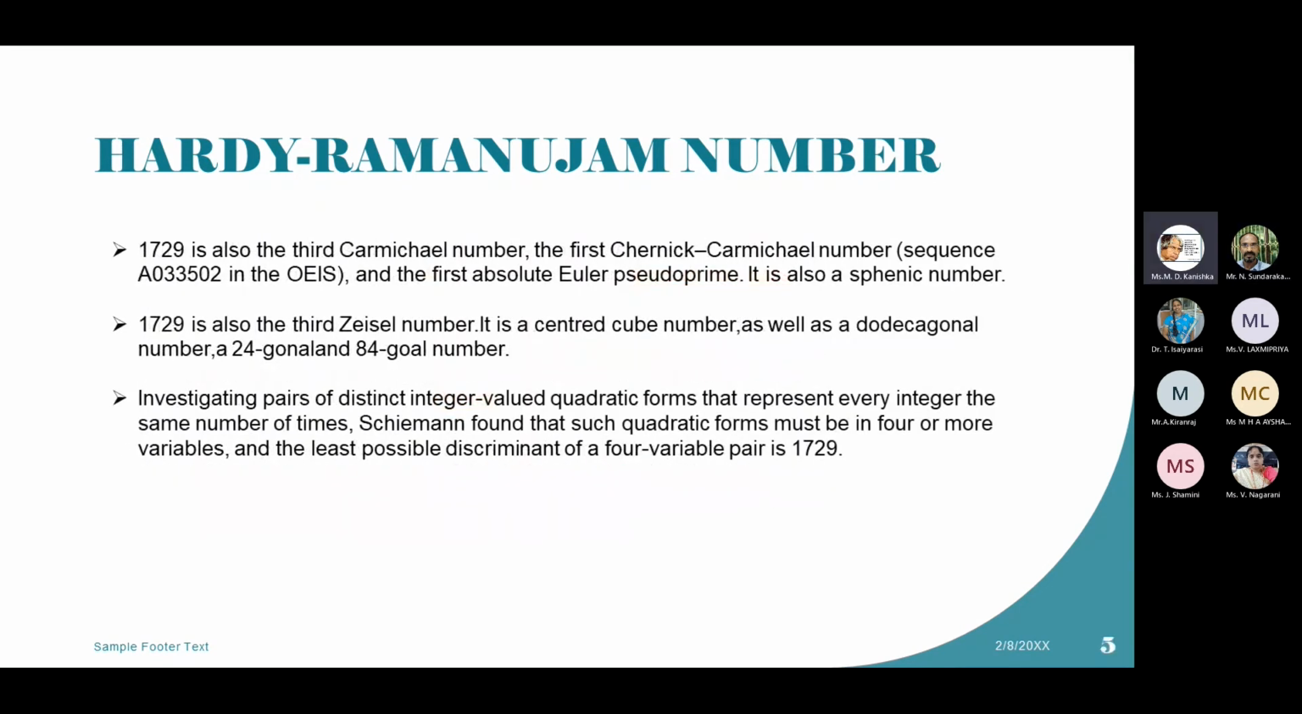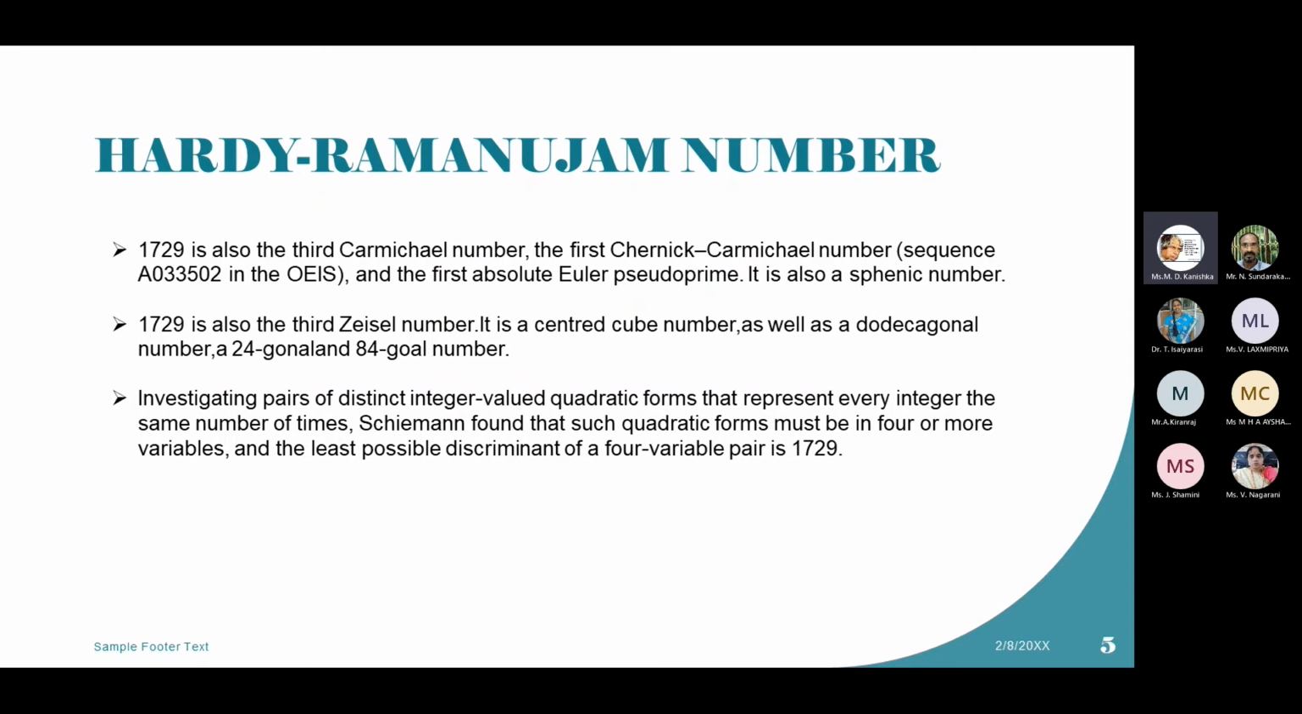1729 is also the third Carmichael number, the first Chernick's Carmichael number, and the first absolute Euler pseudoprime. It is also a sphenic number. 1729 is also the third Zeisel number. It is a centered cube number as well as a Dudeney number, a 24-gonal and 84-gonal number.